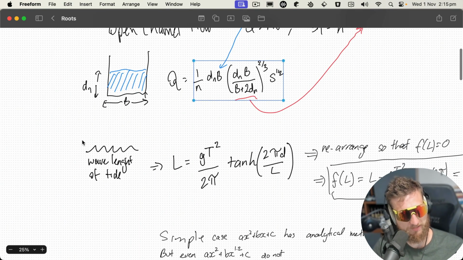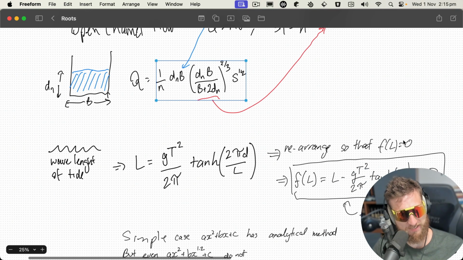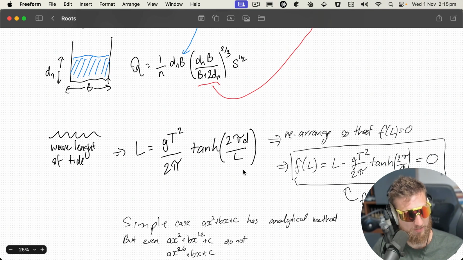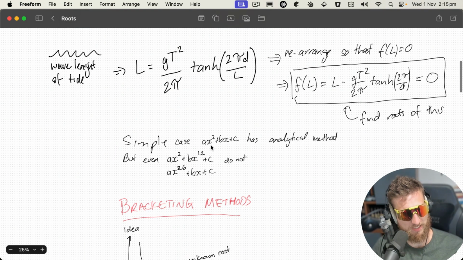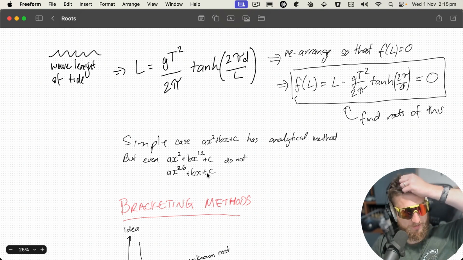Another example, if you want the wavelength of a tide, you've got this equation here which governs that. We can rearrange that so that f of L equals 0, and we get this. We find the roots of this equation, and that would give us the length of the waves. So as I said, the simple case ax squared plus bx plus c has an analytical method. But even if we change that to ax squared plus bx to the 1.2 plus c, or ax to the 2.6 plus bx plus c, these don't have analytical methods to solve them. Numerical methods are what we've got. So we use numerical methods to find roots.